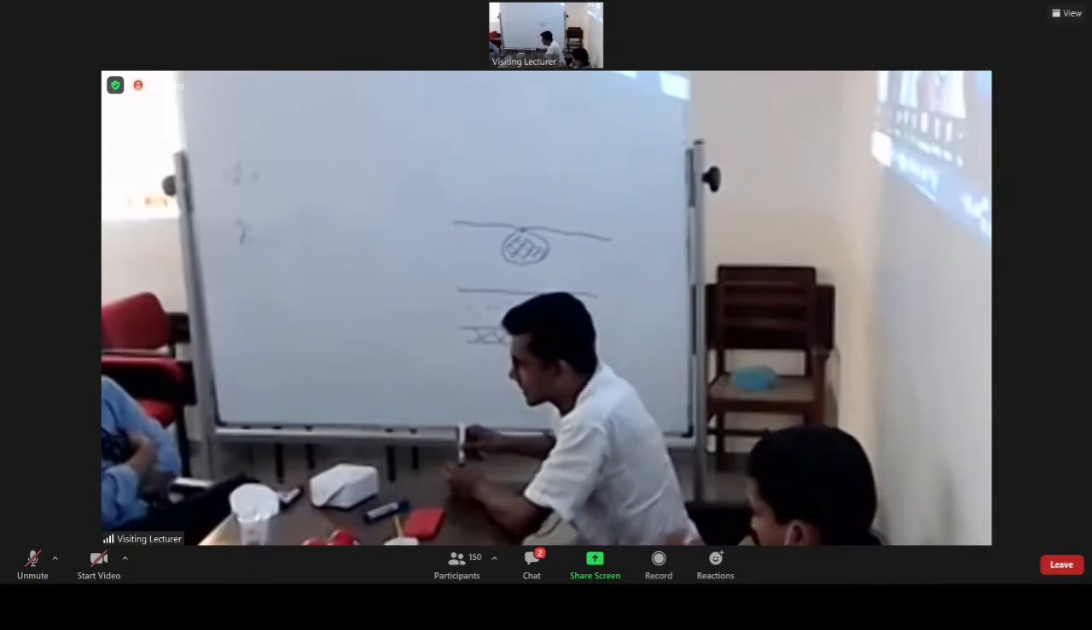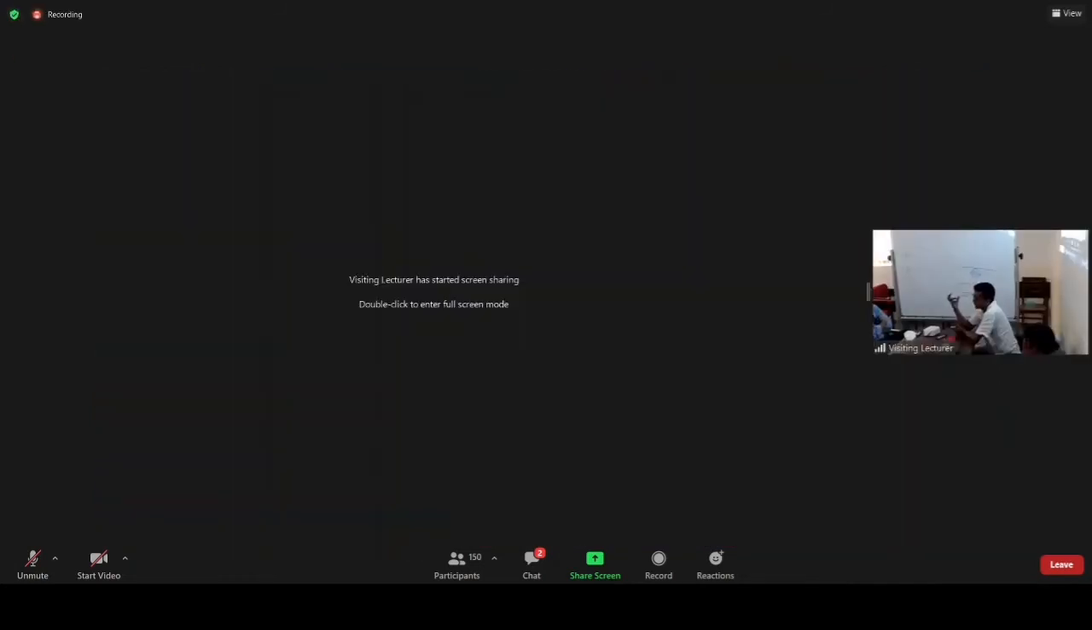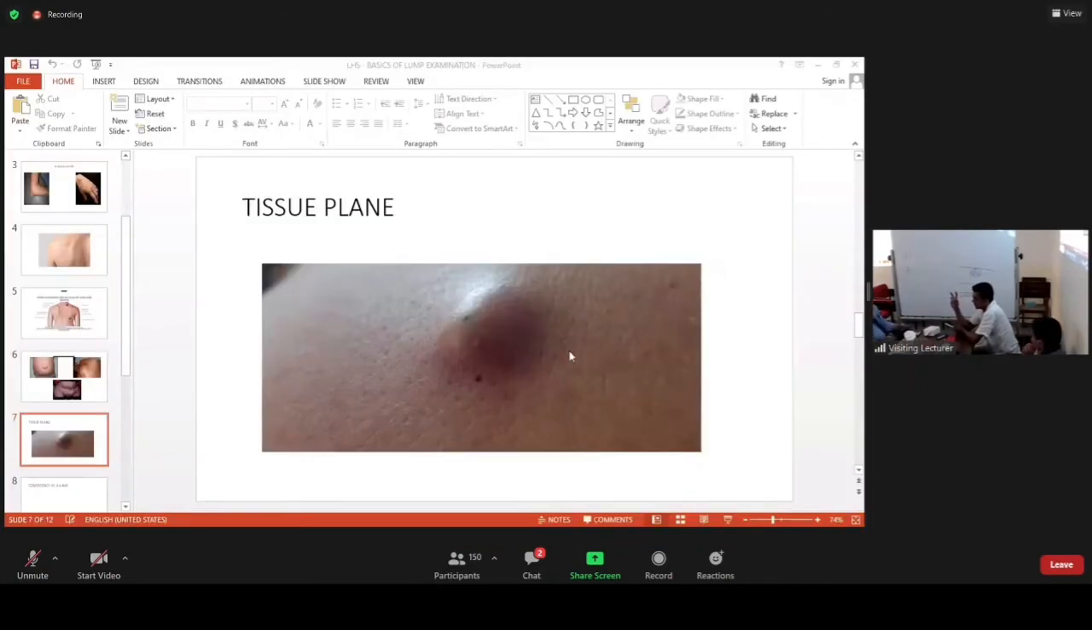Okay, if you say sebaceous cyst, it is a lump that you get in the subcutaneous tissue, but it is attached to the skin because it is arising from a sebaceous gland, and we know that if you cut a sebaceous cyst, it contains a bit of dark toothpaste-like material covered with a membrane. So that is what we mean by sebaceous cyst.